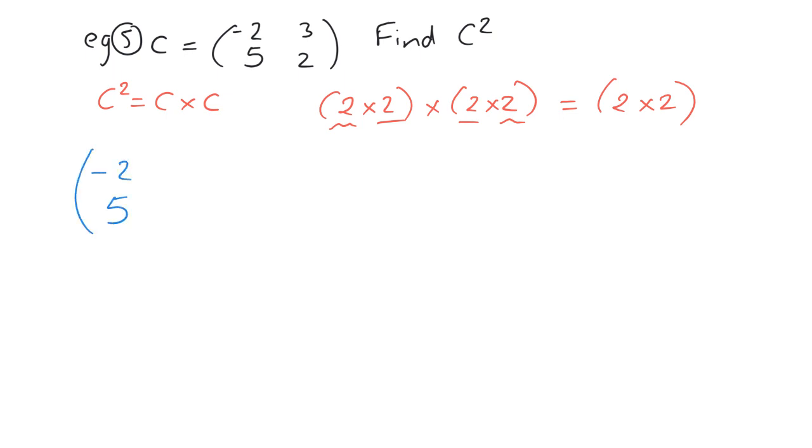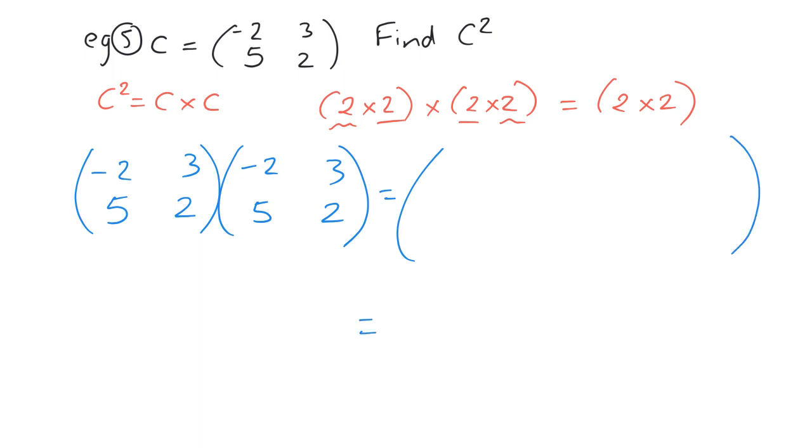So the most common mistake in one of these when it says C squared is people just square all the elements, all the numbers, and you can't do that. Right, so our answer is going to be a 2 by 2.